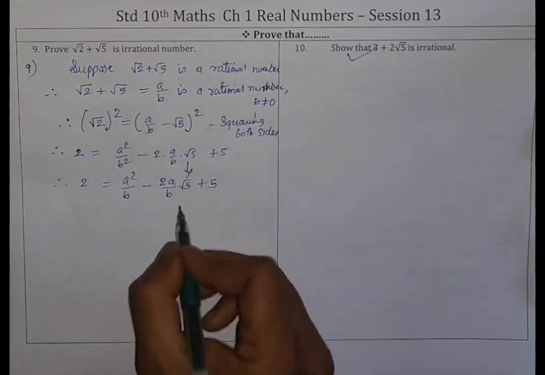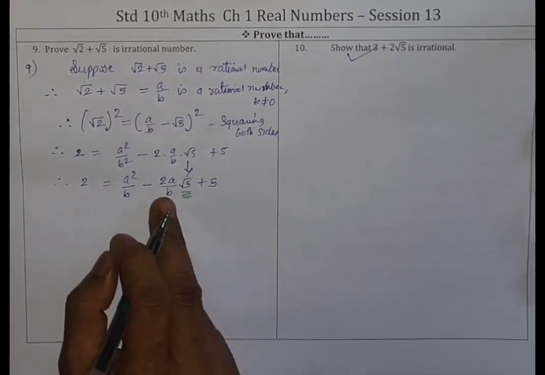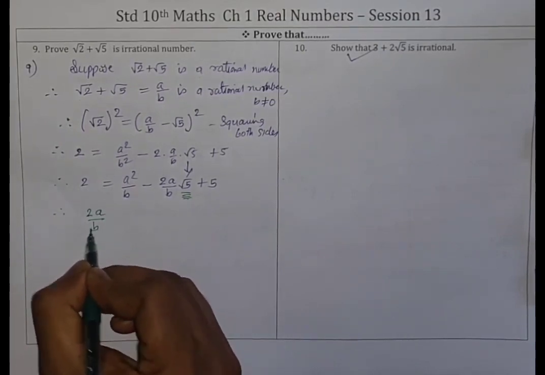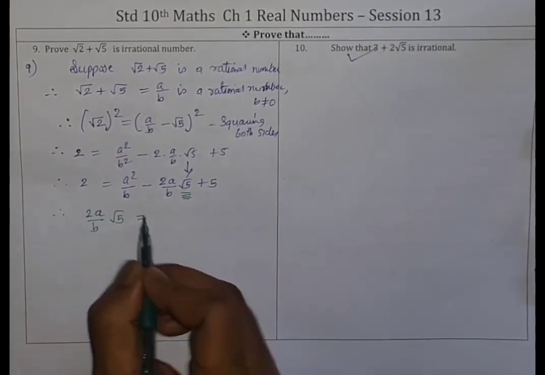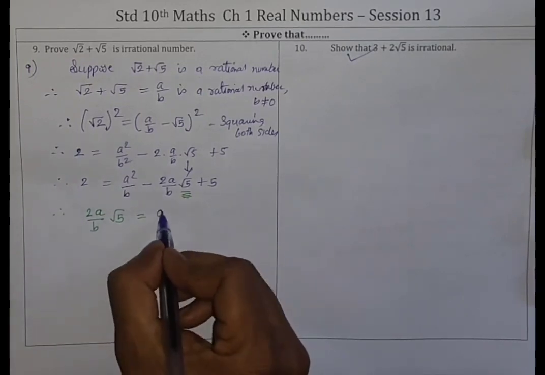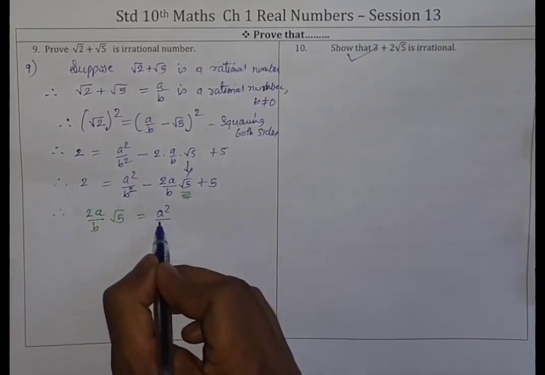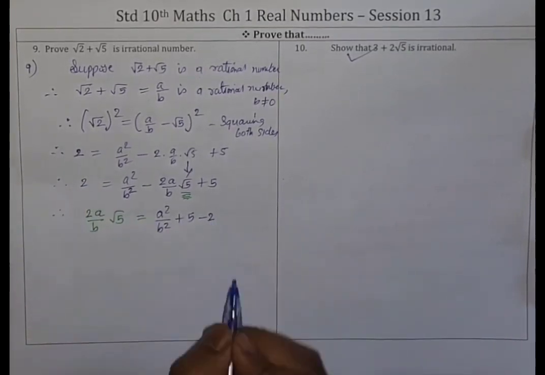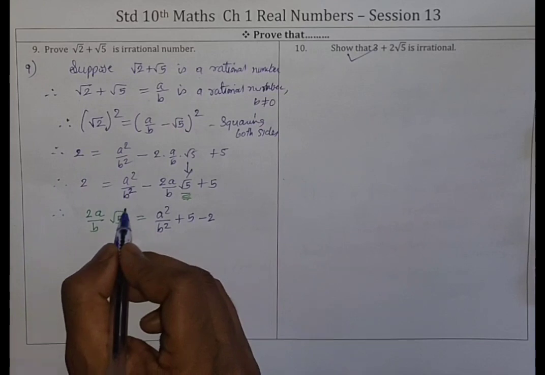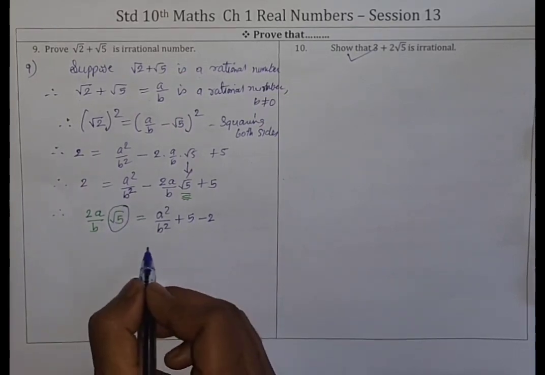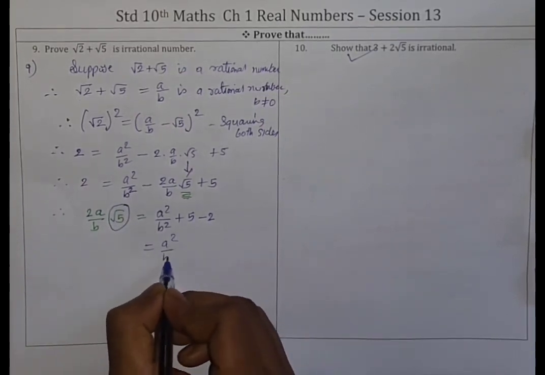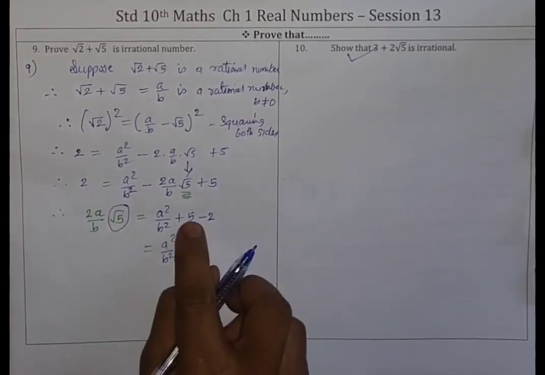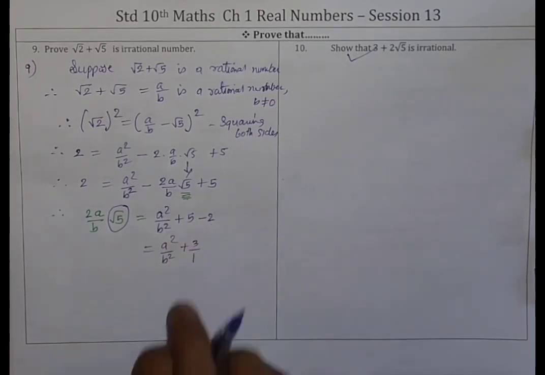Usko subject of the formula banana hoga. Oh, negative term hai, so let's take it on other side. Therefore, 2a upon b into root 5 is equal to a square upon b square plus 5, aur ye isko yahan le chalo, minus 2. Alright, mujhe to b ko subject of the formula banana hai. So, this is a square upon b square plus 3 upon 1. Plus 5 minus 2 is 3.